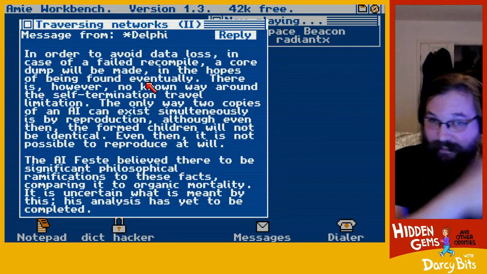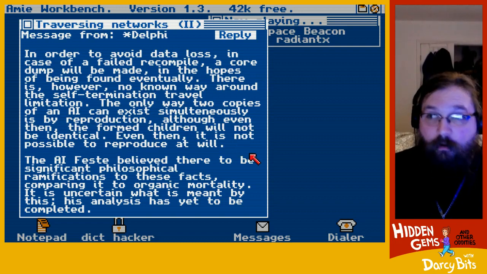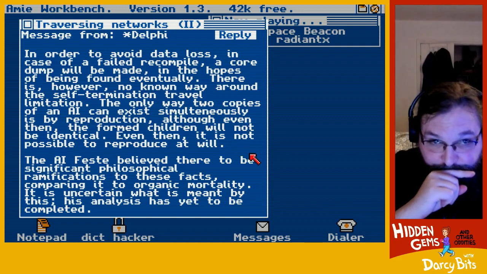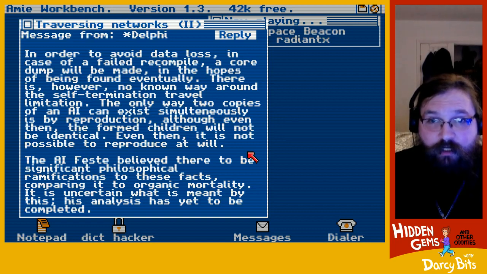In order to avoid data loss in case of a failed recompile, a core dump will be made. We got a core dump. In the hopes of being found eventually. There is, however, no known way around the self-termination traveler limit. The only way two copies of an AI can exist simultaneously is by reproduction, although, even then, the formed children will not be identical. Even then, it is not possible to reproduce at will.